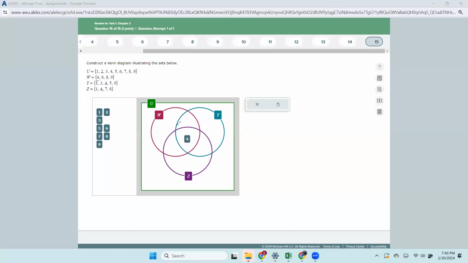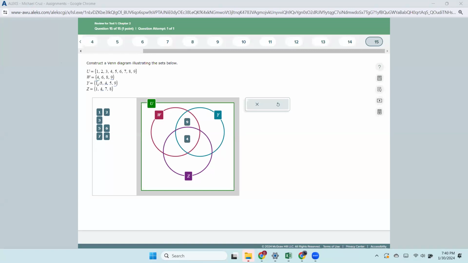So between W and Y, besides 4, what's common? 9. Yeah. 9. W and Y. Right there. So next, let's do Y and Z.